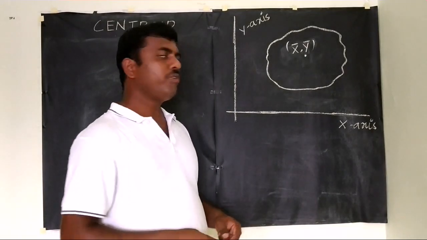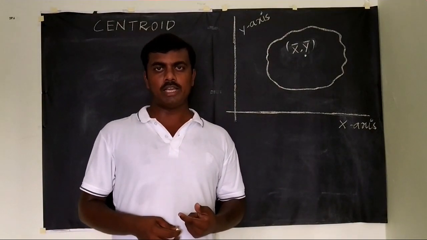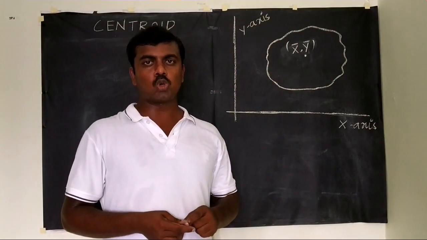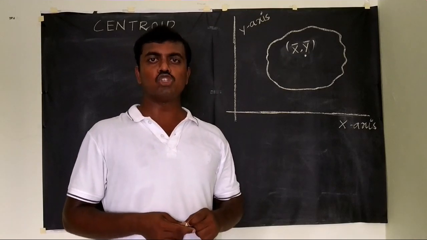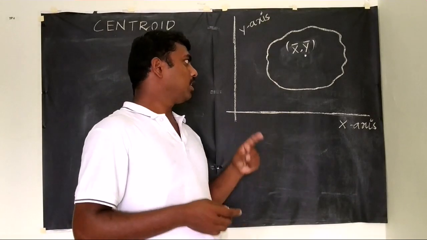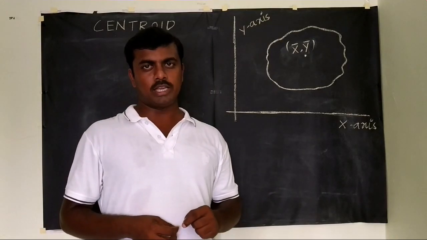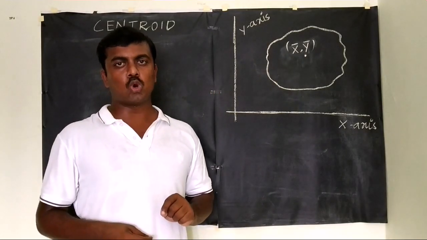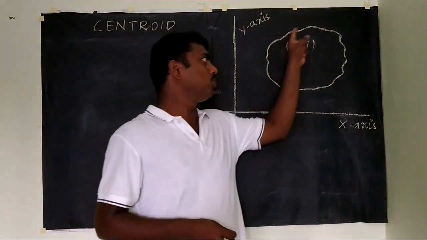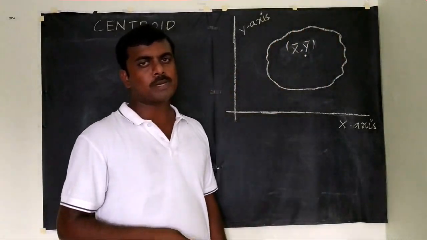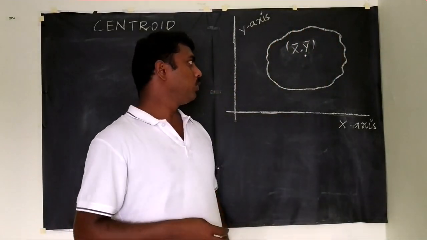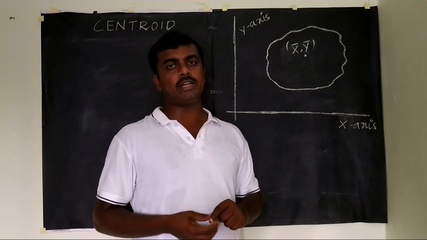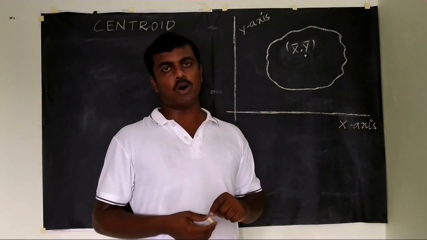Now we will take one more assumption, that this irregular lamina contains the same material throughout the section. That is called homogeneous material. What is the speciality of homogeneous material? When we take homogeneous material, centroid and center of gravity lie at the same point in plane figures.